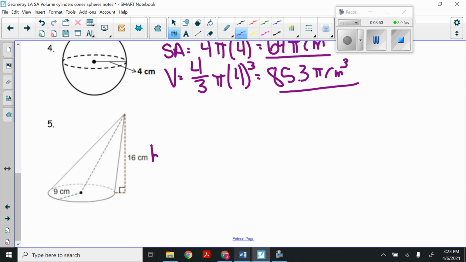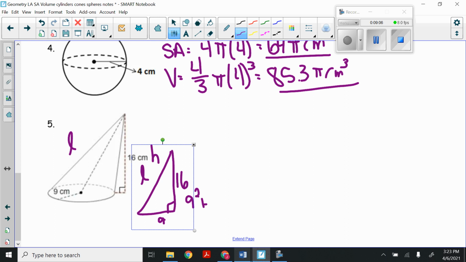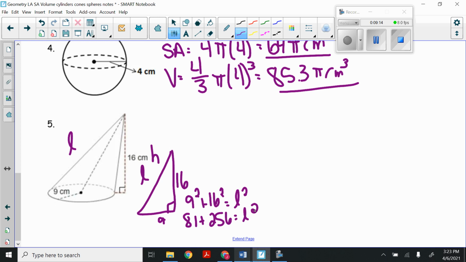This is the height of the cone. We need our slant height. Okay? So if I look at this triangle, this is 16, this is 9, we need L. So 9 squared plus 16 squared equals L squared. So 81 plus 256 equals L squared. So L squared is equal to 338. So my slant height is the square root of 338. And remember, I can just leave it like that.